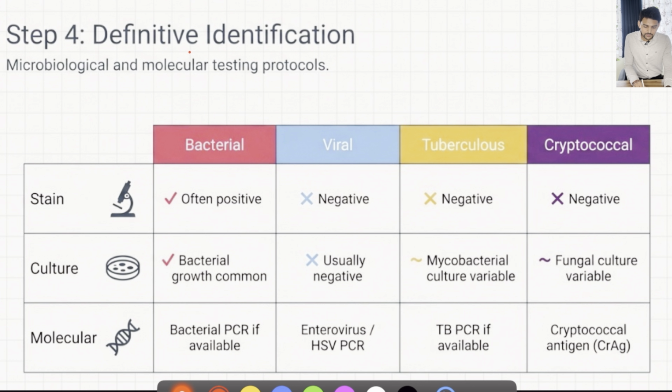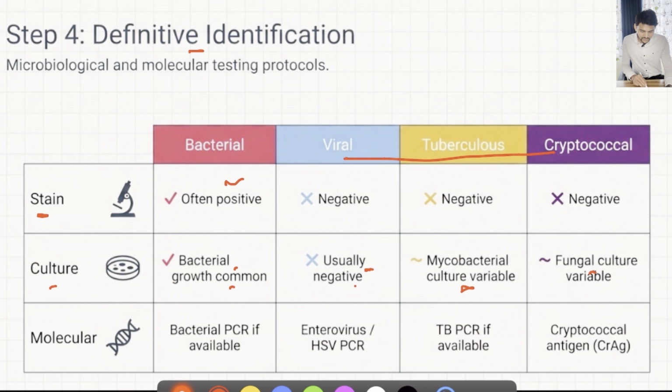And finally, for definitive identification of the organism, we can take help of microbiology. For example, gram staining usually will be positive in bacterial meningitis and negative in all other three types of meningitis. And culture: bacterial growth is common, whereas in viral meningitis usually the culture will be negative, and for tuberculosis it is quite difficult to get the culture, and in cryptococcus, fungal culture can be variable.